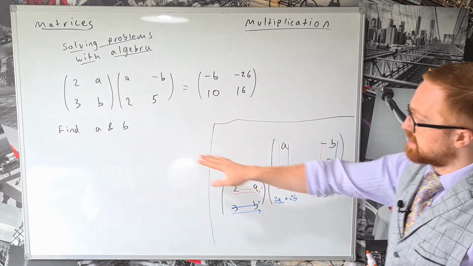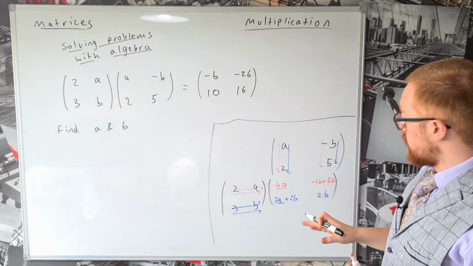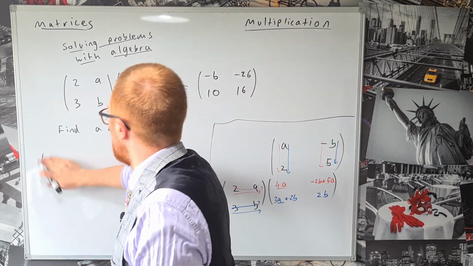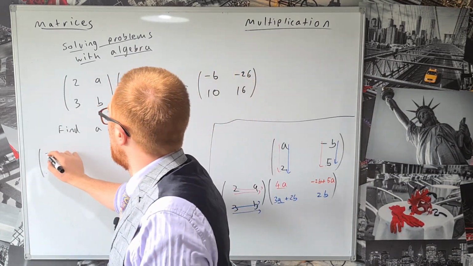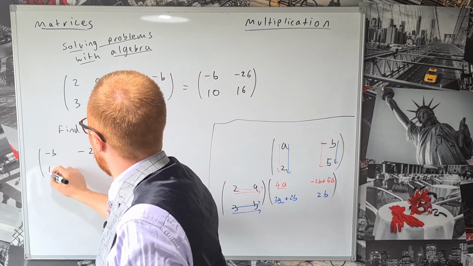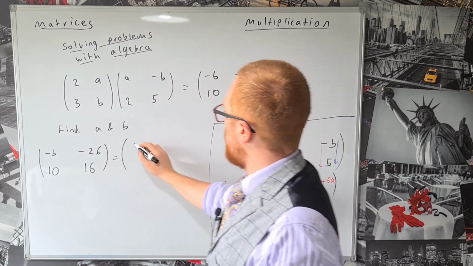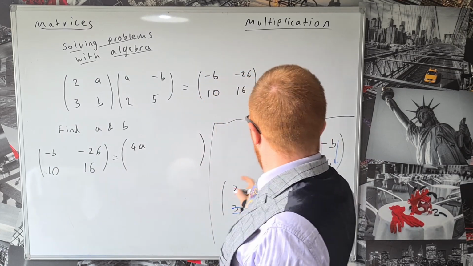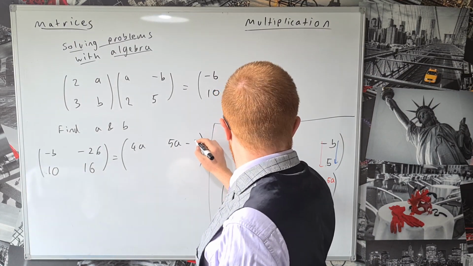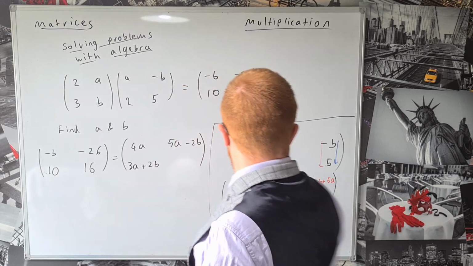So because this is the answer to this matrix multiplication and this is the answer to this matrix multiplication, we can set those equal to each other because they have to be the same. So we get negative B, negative 26, 10 and 16 is equal to 4A. I'm going to write this the other way around, so the positive things first. It's just a little bit nicer that way. 5A minus 2B, 3A plus 2B, and then 2B.